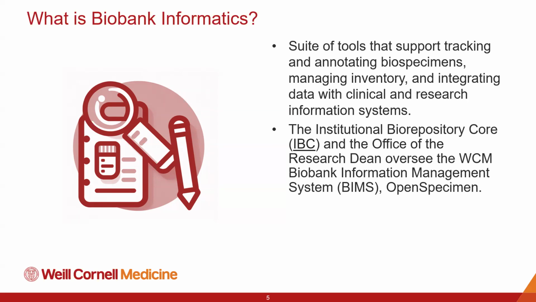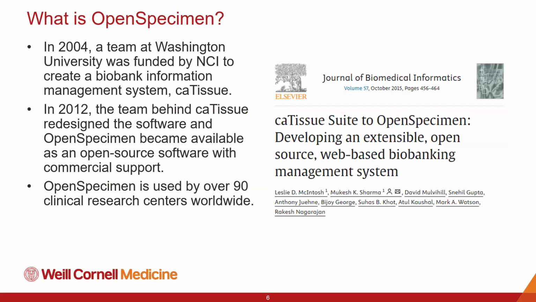All right, so as I mentioned, the WCM BIMS of choice is OpenSpecimen. So let's chat a bit more about what OpenSpecimen is. Back in 2004, a team at WashU was funded by the NCI to create a biobank information management system, again, a BIMS. They created an application called CA Tissue. Back in 2012, the team behind CA Tissue, or those who developed the application itself, redesigned the software and rebranded it to OpenSpecimen. That software then also became open source with commercial support available.